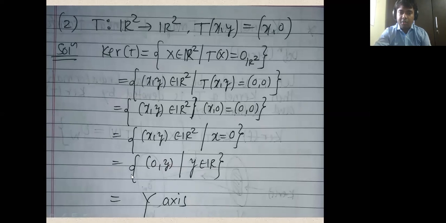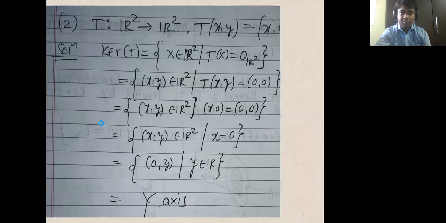So what is the geometry of this set? The x component is 0, only the y component is there. So that is the y axis. So the kernel of this mapping is equal to the y axis. All of you understood, right? Everybody? Okay, then we'll see the next exercise.